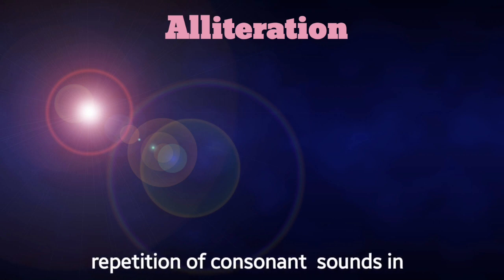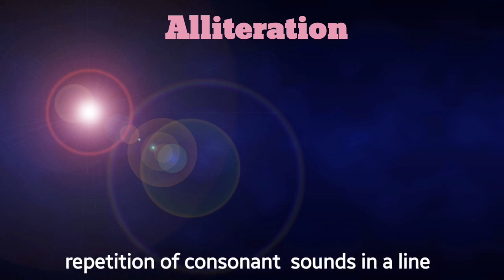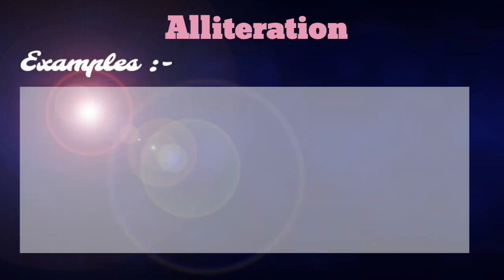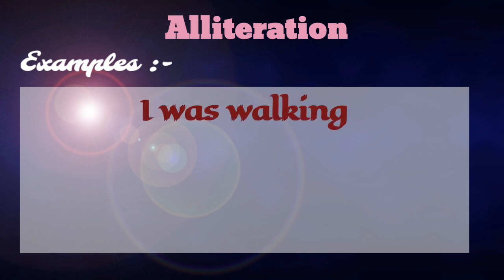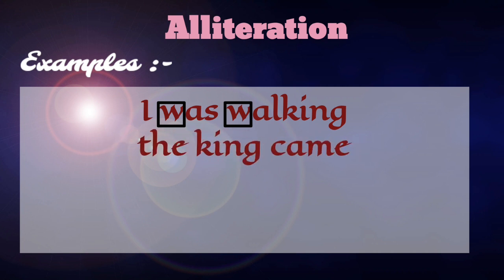Alliteration is a figure of speech where there is repetition of consonant sounds in a line. For example, I was walking. Now in this line, the sound W is repeated in was and walking. The king came. Here the sound K is repeated in king and came.